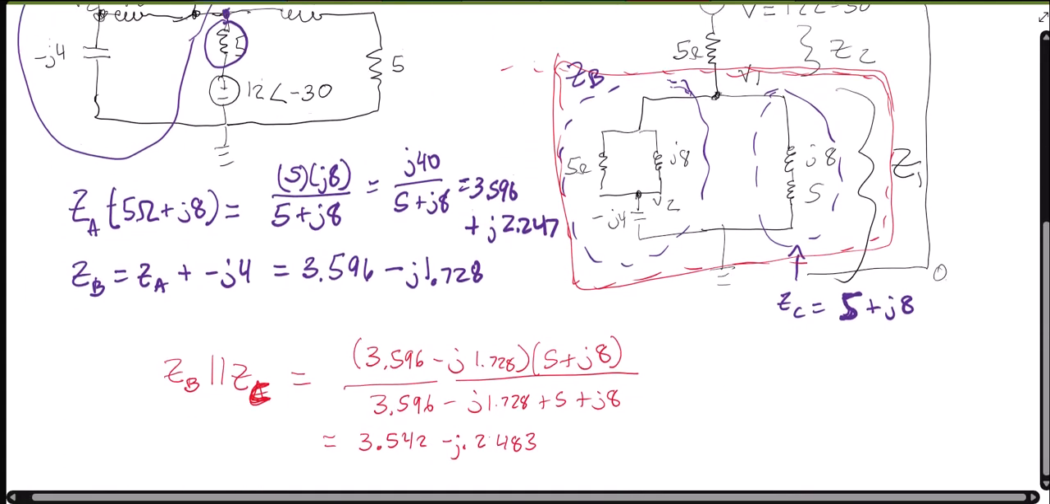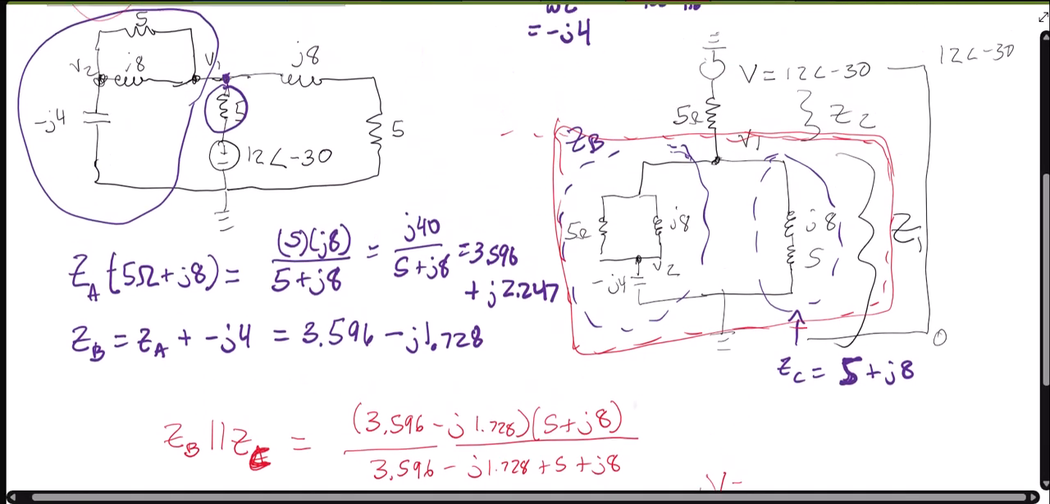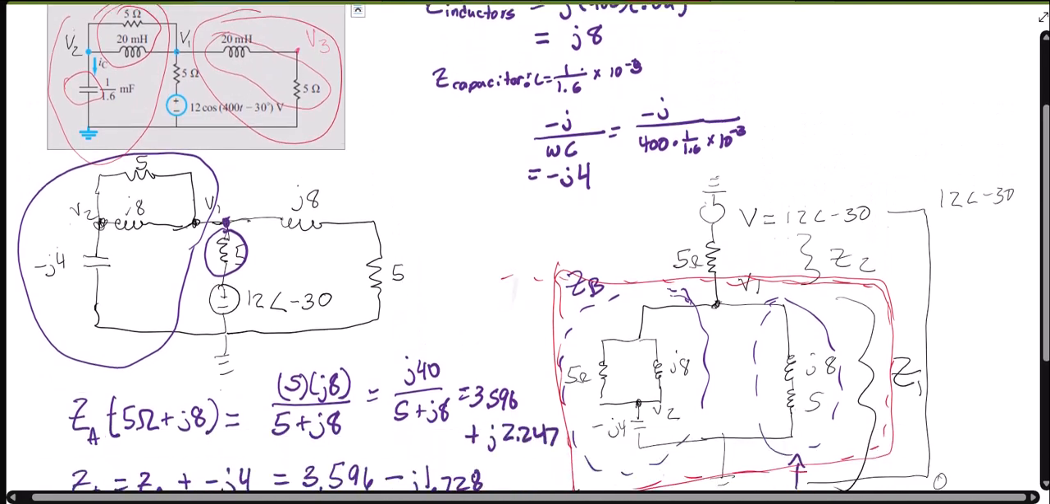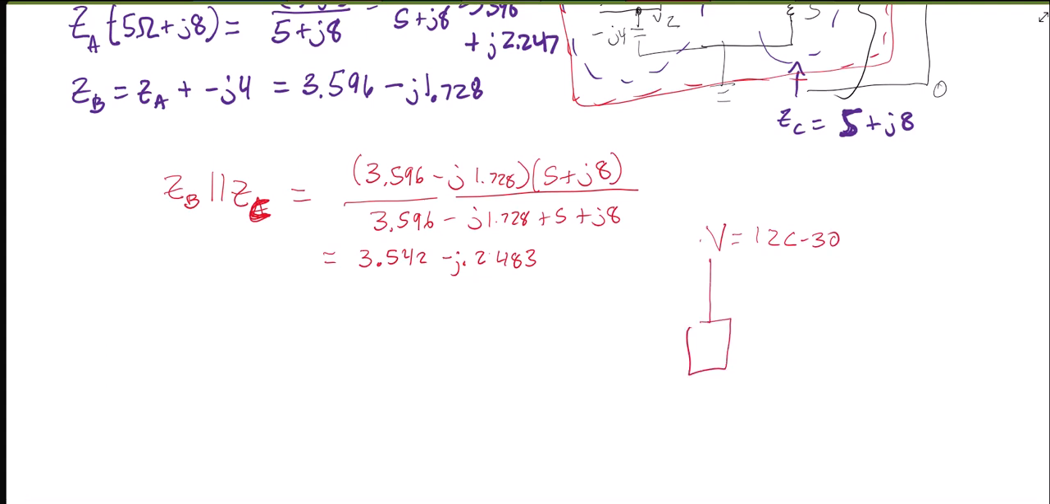So to do voltage division to find V1, essentially what we've got is our total V, which was 12 angle negative 30. And then we have a 5 ohm resistor. And then we have this impedance, which is 3.542 minus j0.2483, and then ground there.